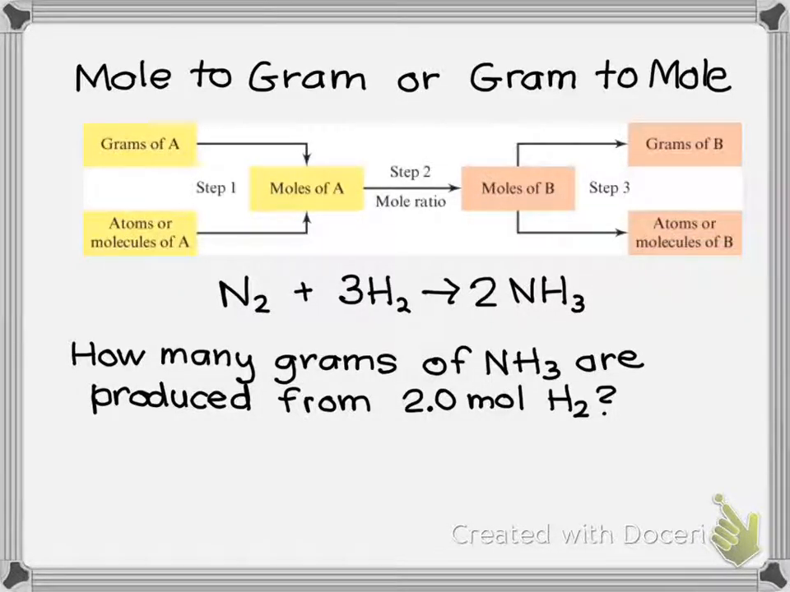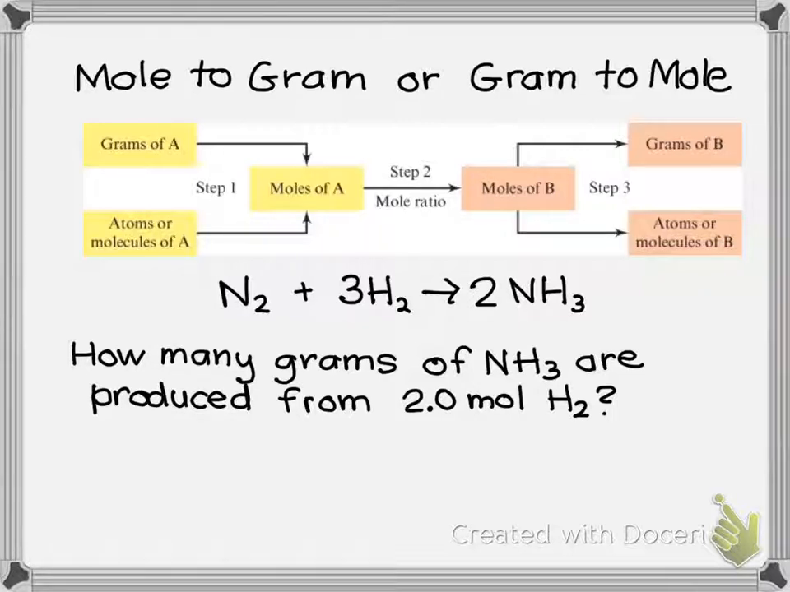Oftentimes when doing stoichiometry problems, we don't work between just moles and moles. There's grams incorporated into it. And it makes sense because when we're in lab, what do we measure in? We usually measure our substances in grams, especially if we're working with solids. So it's not uncommon for us to see stoichiometry problems that involve both grams and moles.